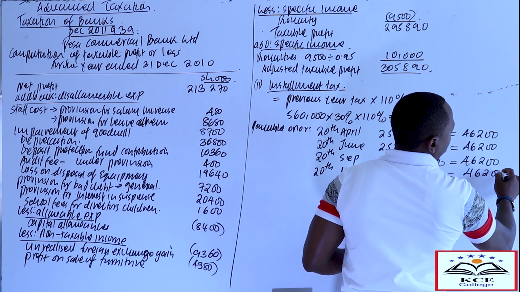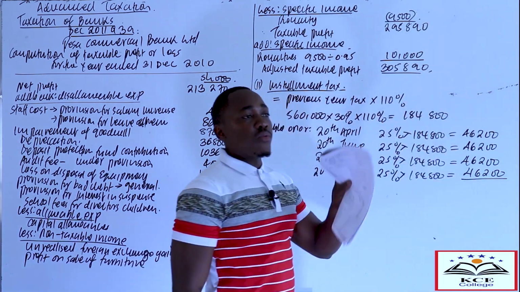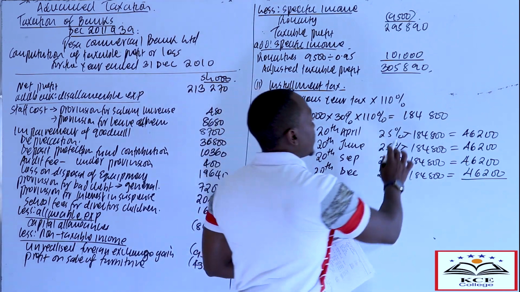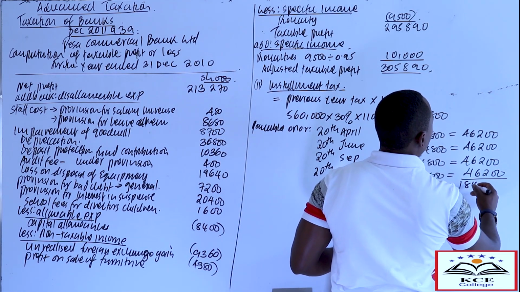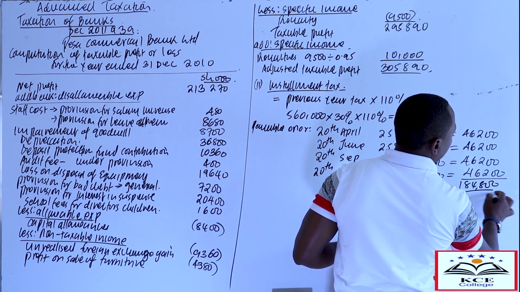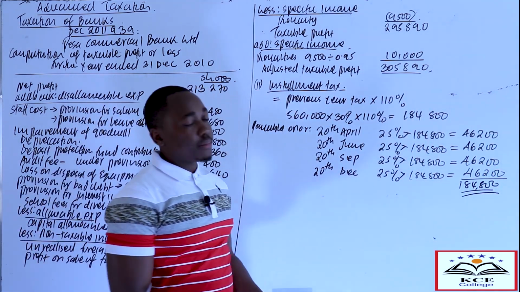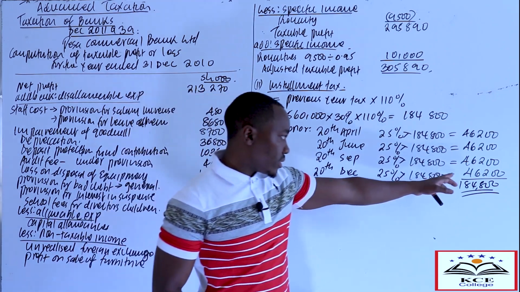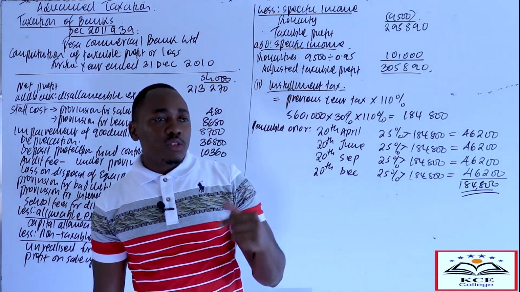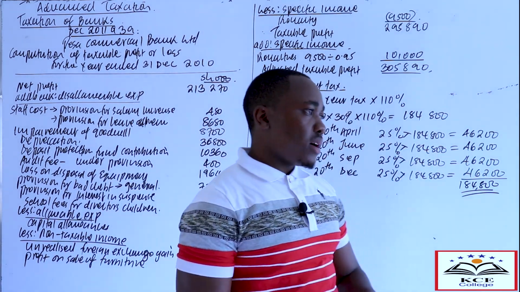That means by the end of the year 2010, they are supposed to have already paid 184,800. That's what they are supposed to have already paid by that time. So that's what the question was asking about. But now, this is not part of the question. How are they supposed to determine how much has to be paid?